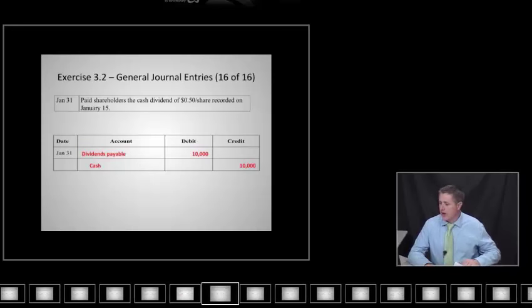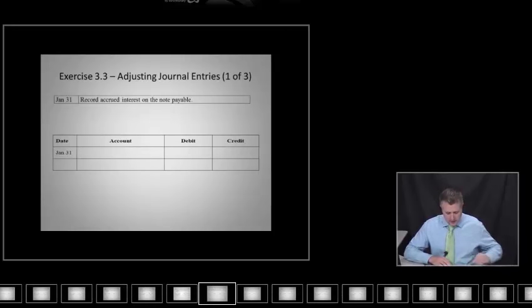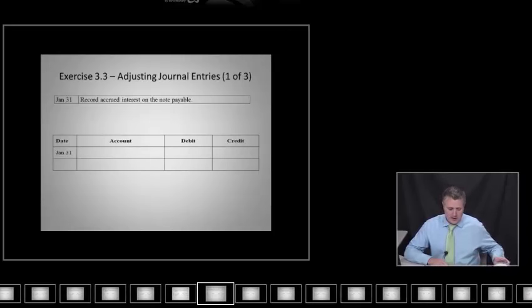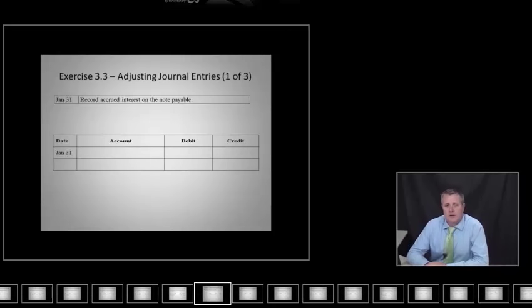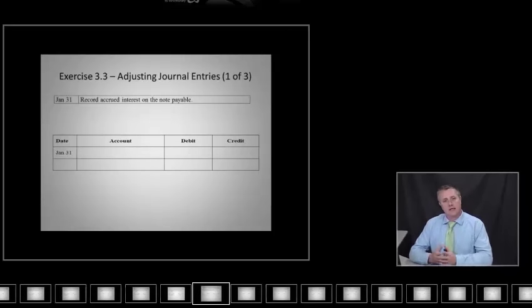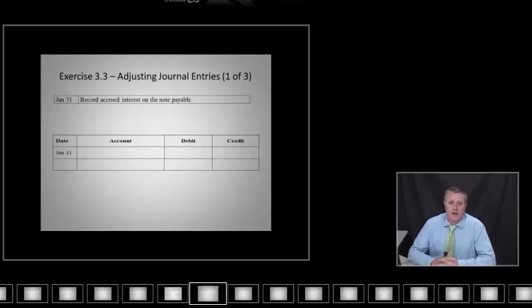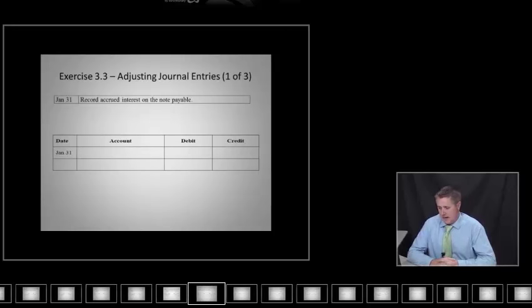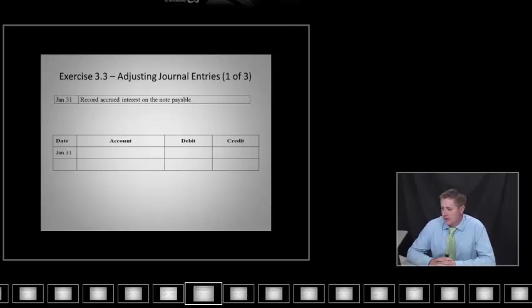Let's move on now to exercise 3.3, which deals with adjusting journal entries. And so just as a refresher, adjusting journal entries are basically those that occur at the end of an accounting period in order to make the accounting system reflect accrual basis accounting. And so we're basically going to have 3 adjusting journal entries that we need to make.